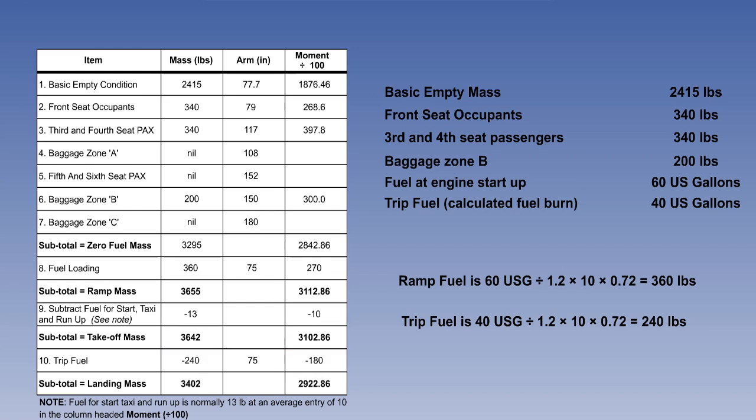To complete the table, the trip fuel, arm and resultant moment are entered, and then, subtracting their mass and moment from the takeoff mass and moment, we obtain the subtotal landing mass and moment. We have now completed the load sheet table and obtained the takeoff mass and moment and the landing mass and moment.